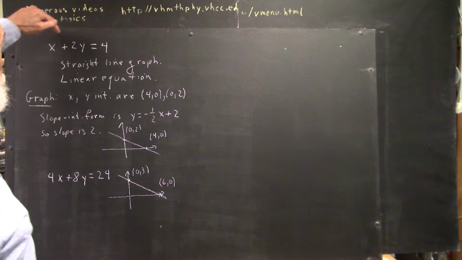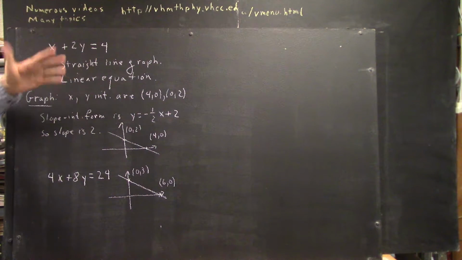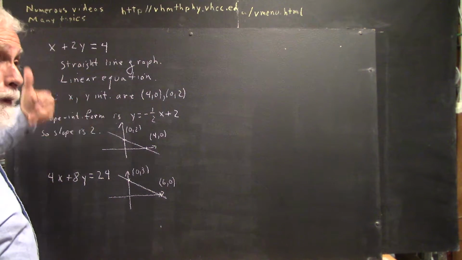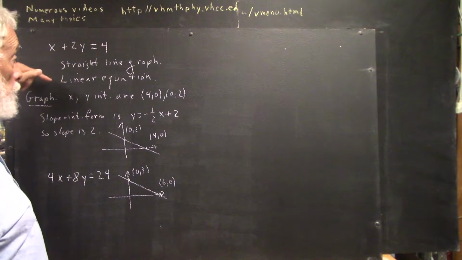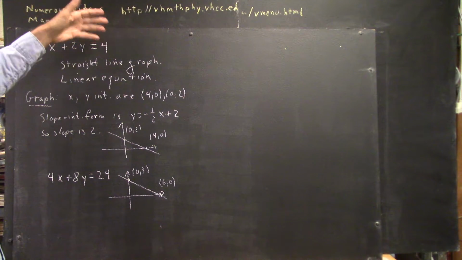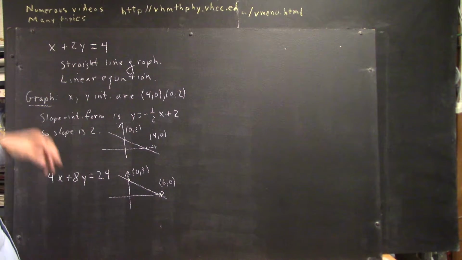Consider the equation x plus 2y equals 4. You should know from pre-calculus that this equation can be graphed, and it has a straight line graph. It's called a linear equation. That's just first power of x, first power of y, no second order terms, everything constant.